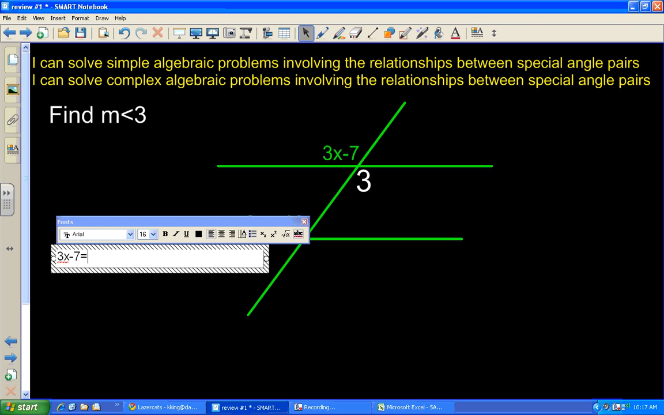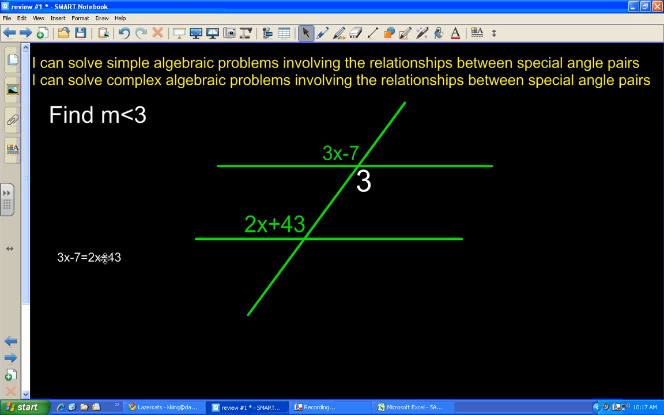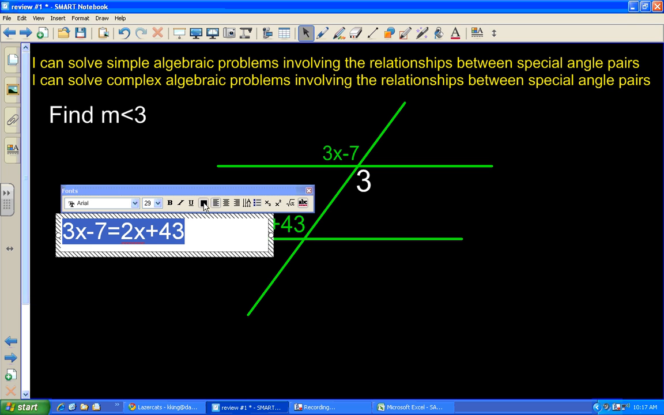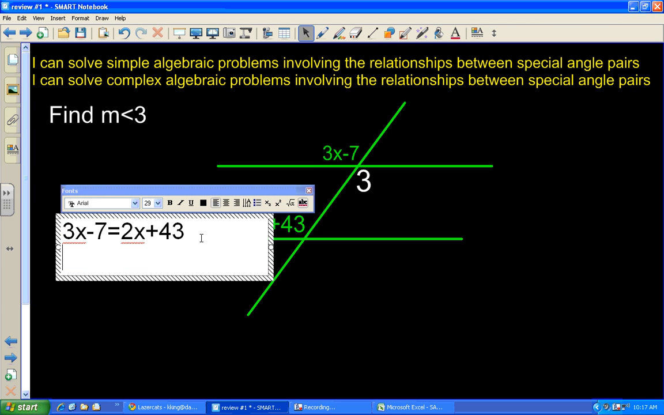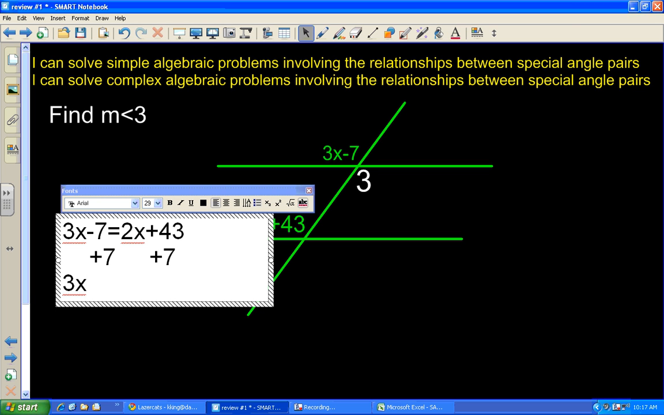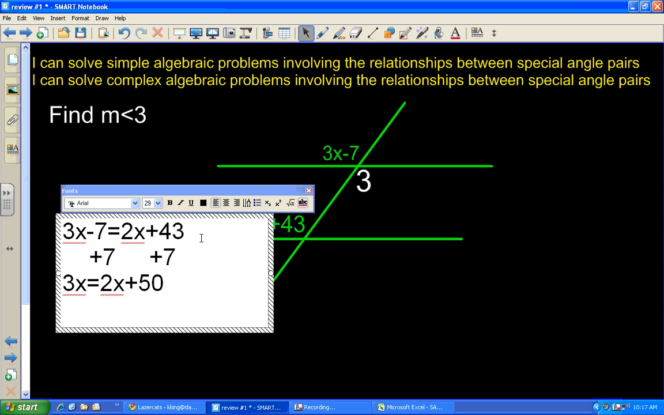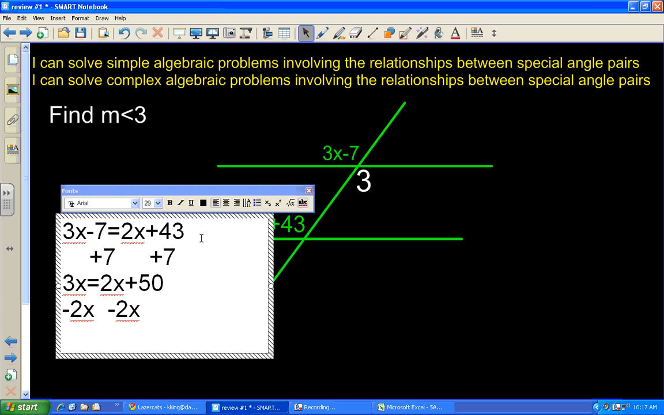3x minus 7 equals 2x plus 43. Alright, so that's our first setup. This is going to be really kind of hard to show the algebra on, guys, but I'll do my best to get it typed in here. We're going to add the 7 first to both sides. Okay, and that's going to give us 3x equals 2x plus 50. Then I'm going to minus the 2x from both sides. And that's going to give us x equals 50.